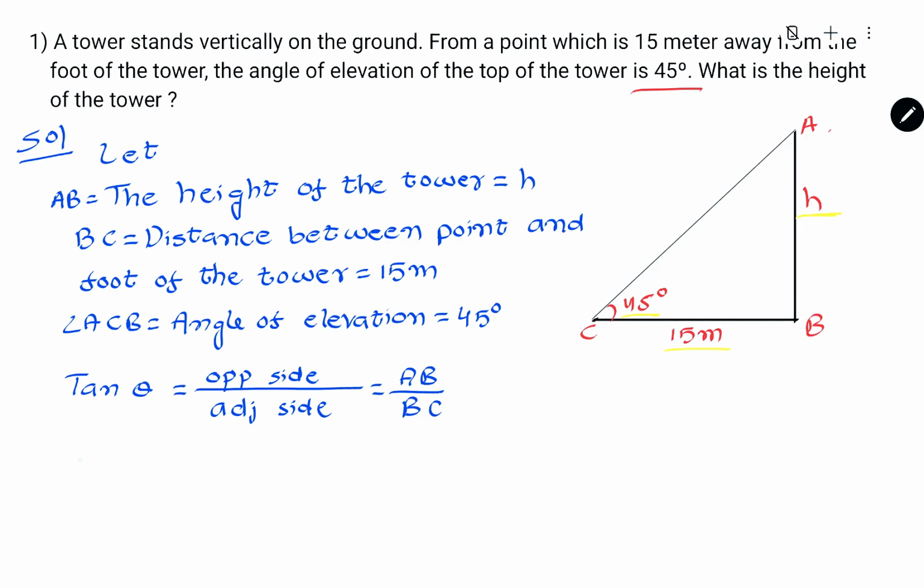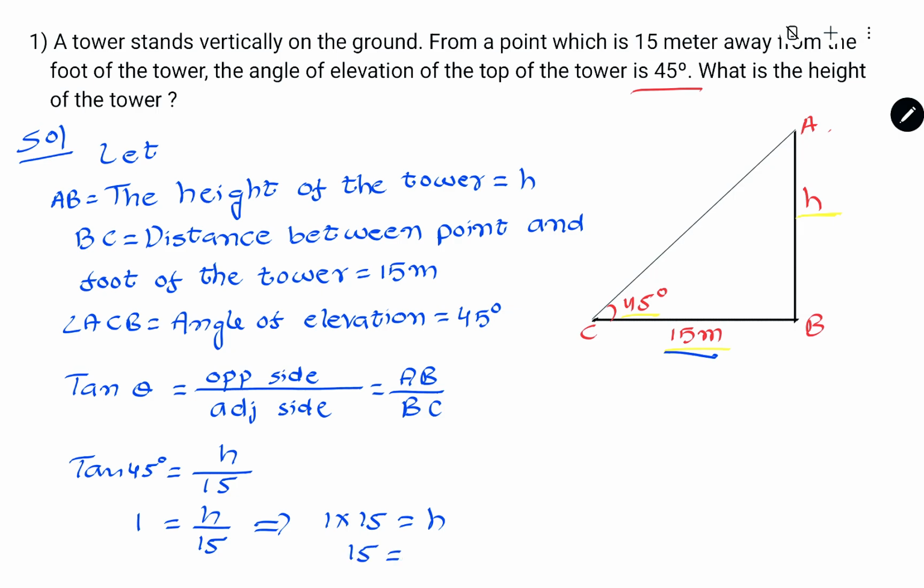Here theta is equal to 45. So tan 45 degrees. Here opposite side AB is equal to H and BC is equal to 15 meters. Tan 45, how much? 1. Here H by 15. 15 is dividing on the LHS. If we transpose from LHS to RHS, 15 multiplies the RHS value. So 1 into 15 is equal to H.